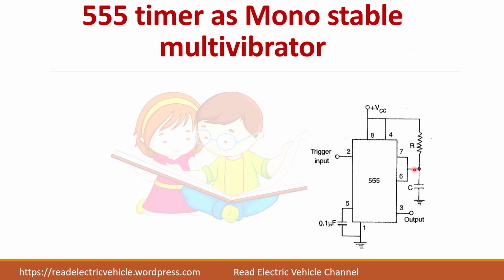So this is the circuit diagram in which the 555 timer is configured as a monostable multivibrator. You can see here the first pin is the ground pin, so it is connected to ground, and the 8th pin is the supply pin VCC. The second pin is the trigger pin. So this is a monostable multivibrator, so you need to give a triggering pulse here to get the output.